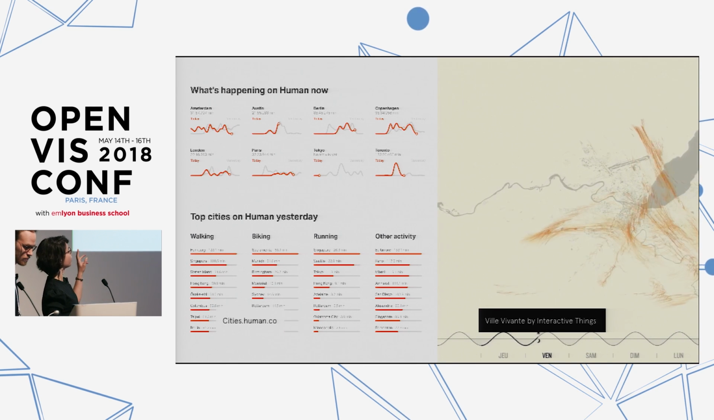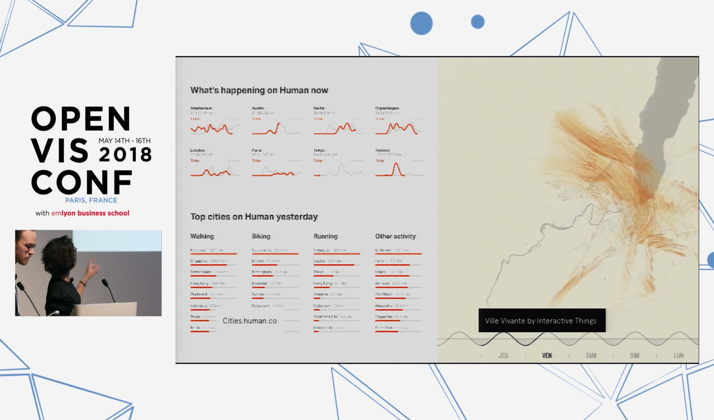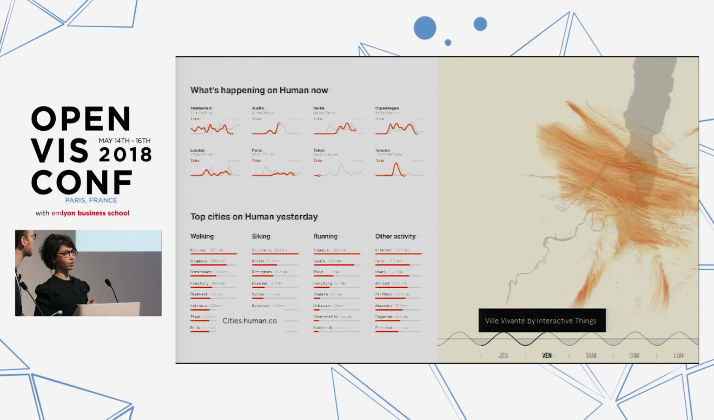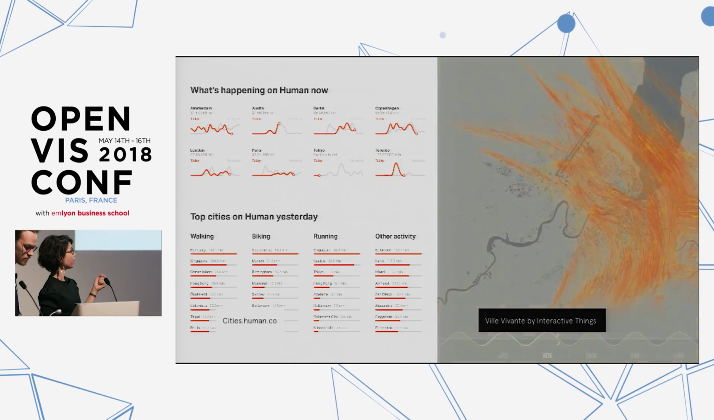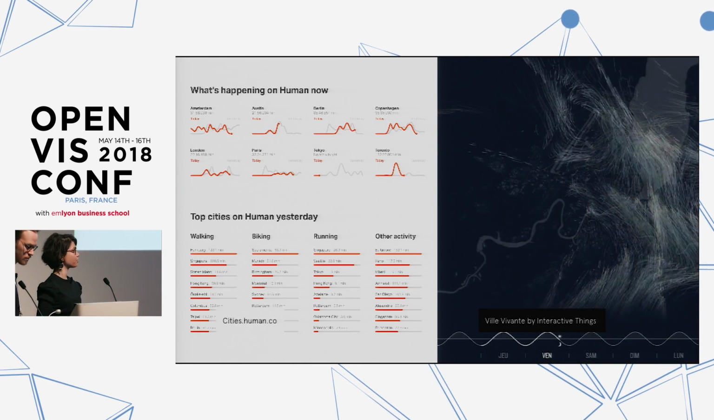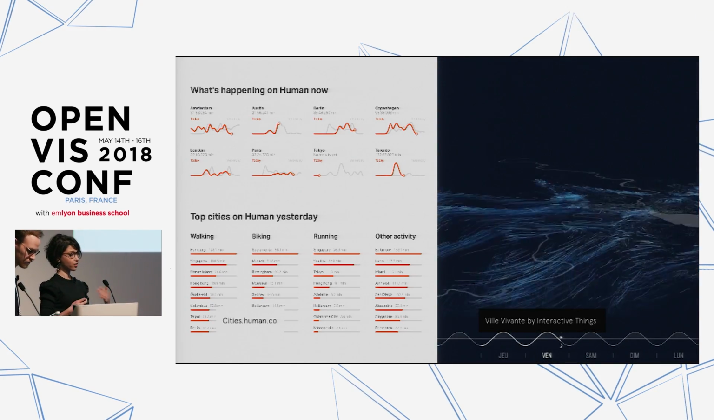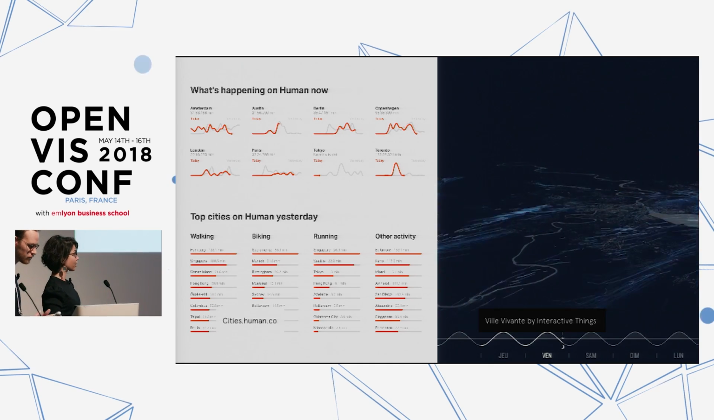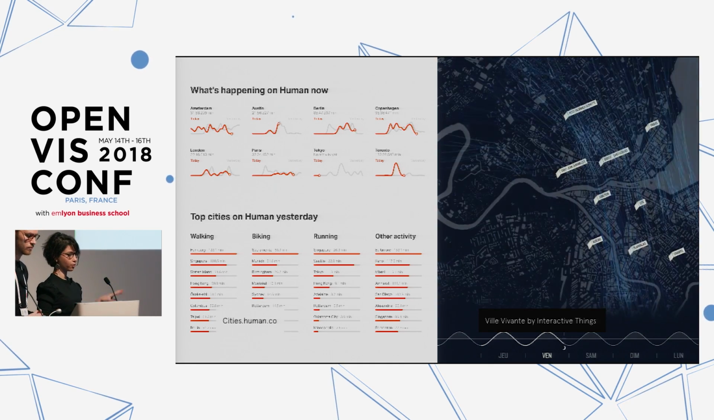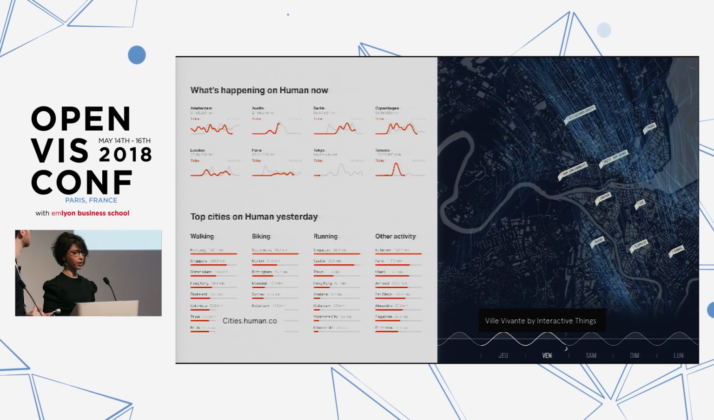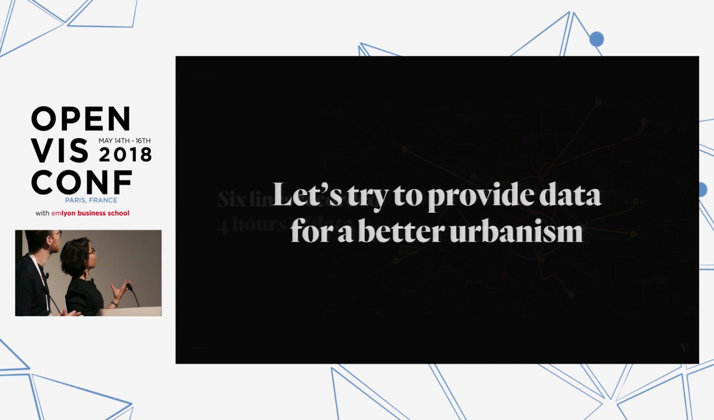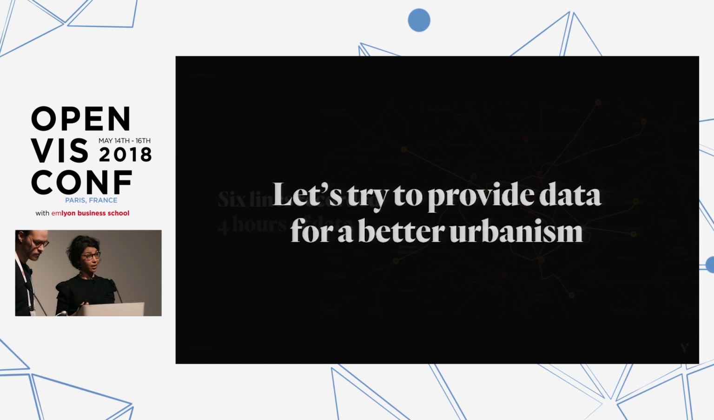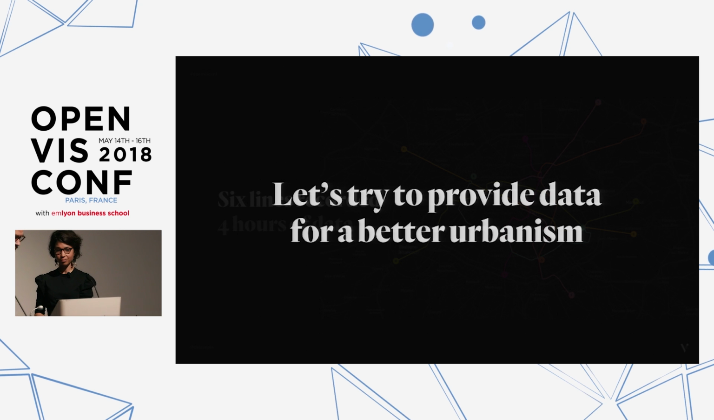For this example from Humans, which is an application where you can collect your activity, and the other example is the very nice Ville Vivante by Interactive Things, where some data about telecommunication can help represent the flows of communication around the city. And we also, from ourselves, try to provide some data for better urbanism.